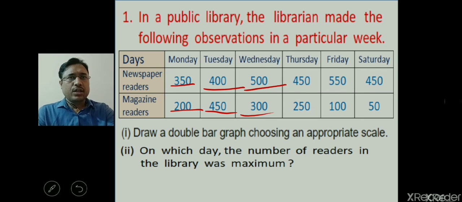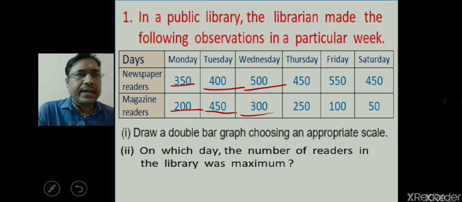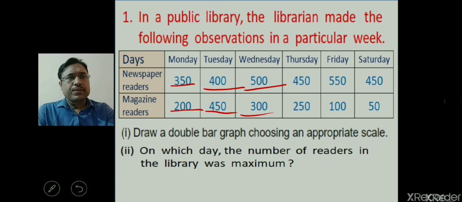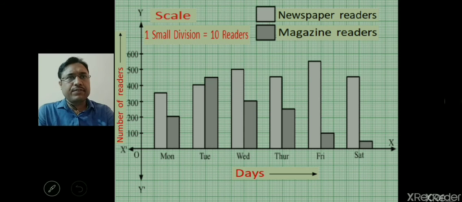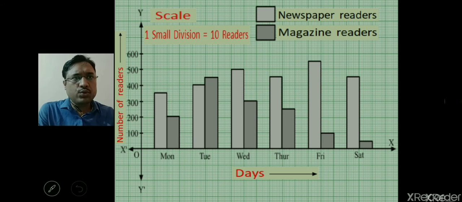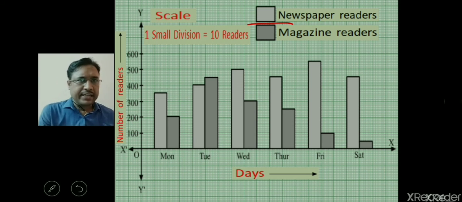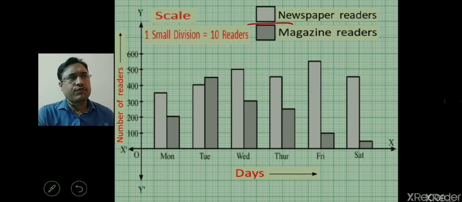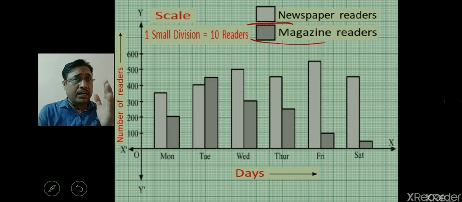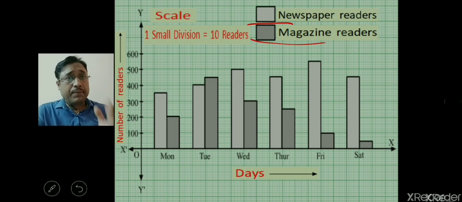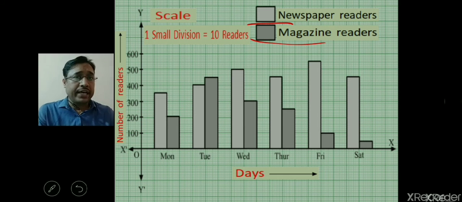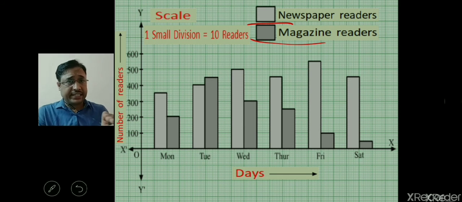Okay, now first we represent the bar graph, choosing an appropriate scale. Here we will use two different colors. I have shown a different color shade for newspaper readers and magazine readers. The scale I have taken is on the x-axis, because I want to show the bars vertically. That's why on the x-axis I have shown the data items.